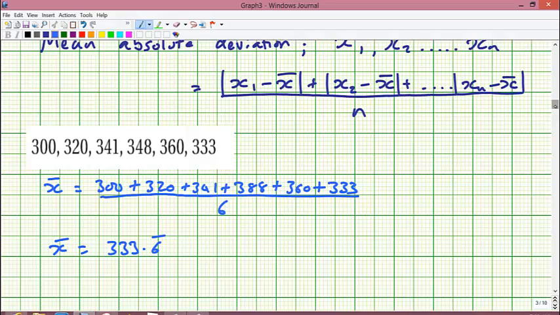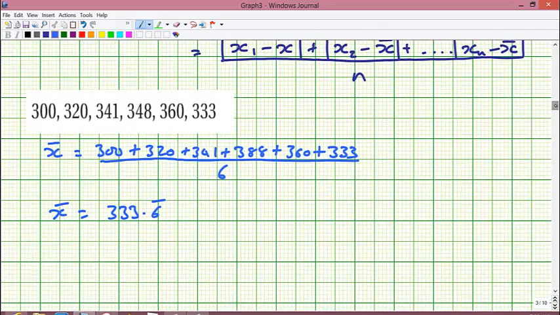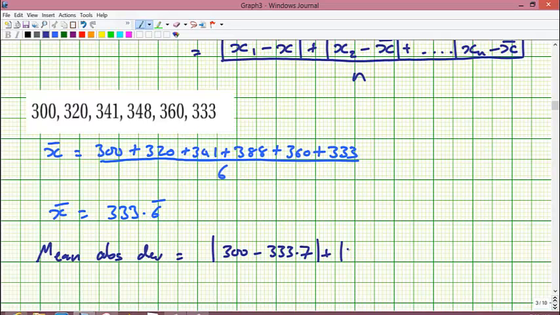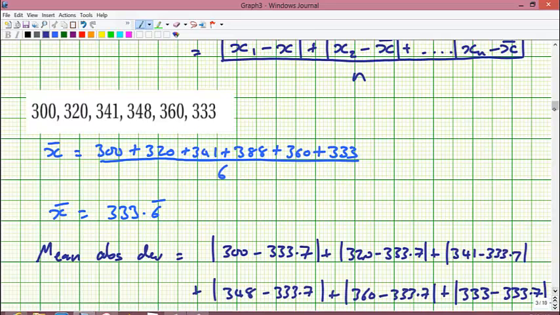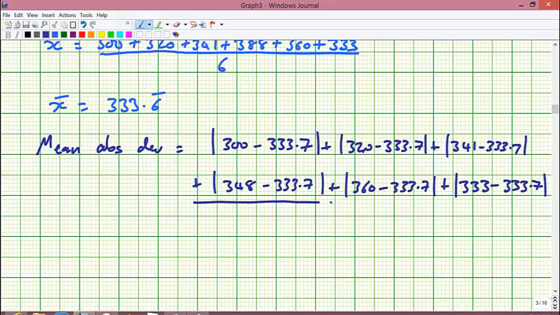Now, the mean absolute deviation uses the distance from each of those data points to that mean. Okay, let's try and work that out. So the mean absolute deviation equals, first point, 300 minus 333.7, I'm just going to put 0.7 for the sake of brevity. Then 320 minus 333.7, plus and so on, all divided by the number of values, which is 6.